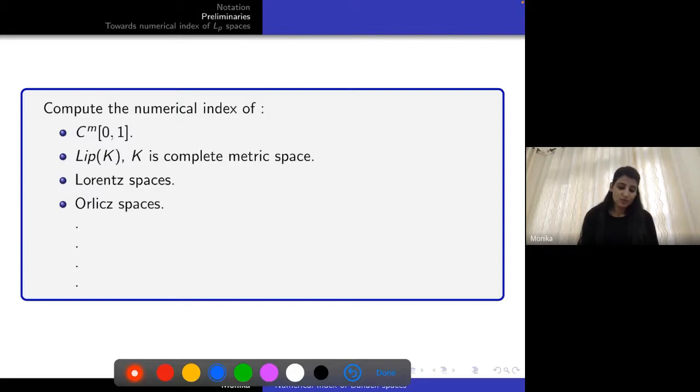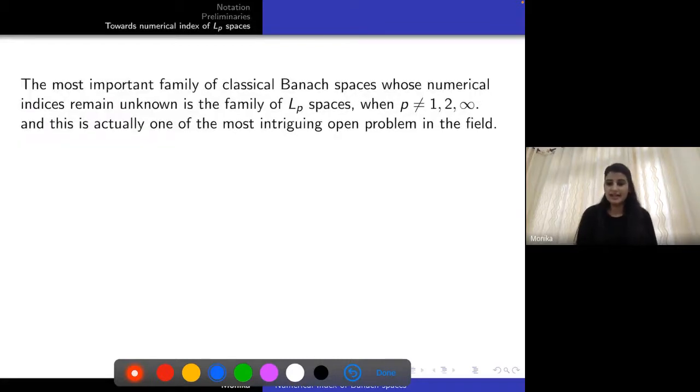But one of the most important classical Banach spaces whose numerical index is unknown is the Lp space for p not equal to 1, 2 and infinity. For 1 and infinity, the numerical index is 1. For 2, it's a Hilbert space and we know the numerical index of a Hilbert space. So finding the numerical index of Lp spaces for p other than 1, 2 and infinity is still an open problem, and it has been open for a very long time.